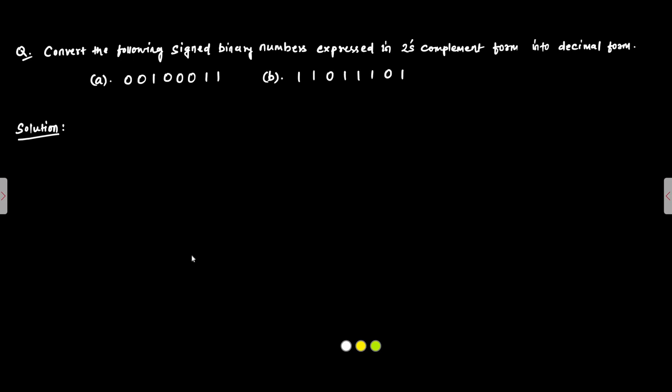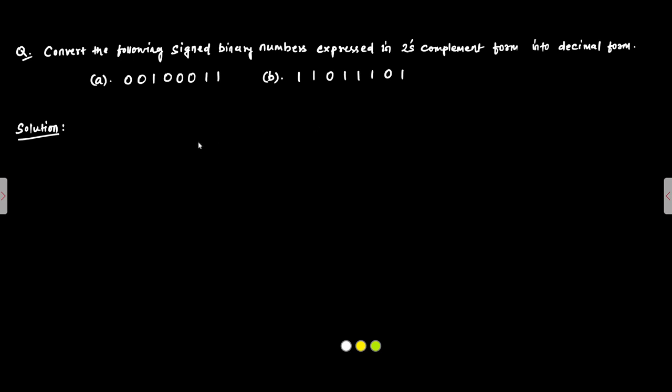So in today's video we are going to discuss how to convert signed binary numbers expressed in 2's complement form into decimal form. So this is the first question. It is given to convert the given two signed binary numbers which are expressed in 2's complement form into decimal form. The first one is 00100011. The second one is 11011101.